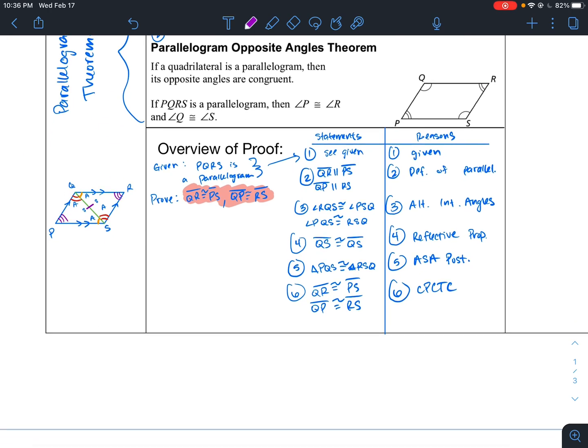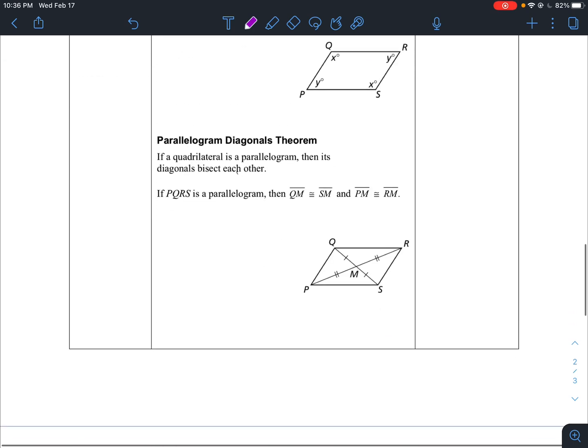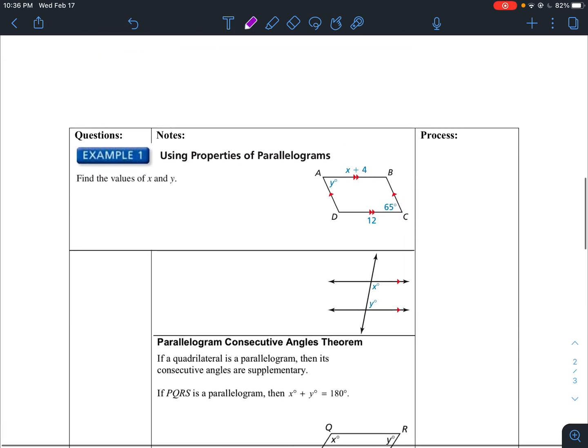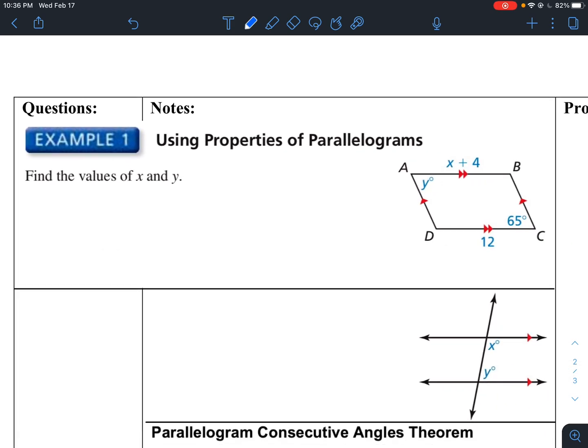Okay, so now let's move on to these examples here. Here in example 1, using properties of parallelograms, we want to find the values of x and y. So, finding the values of x and y, let's use what we know about parallelograms.